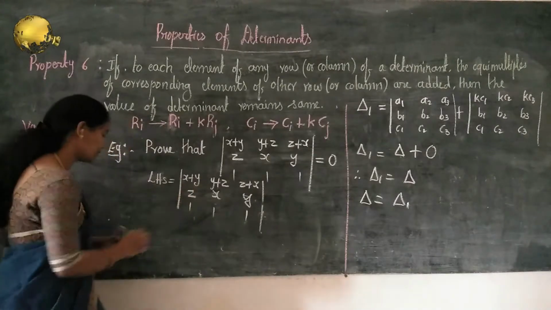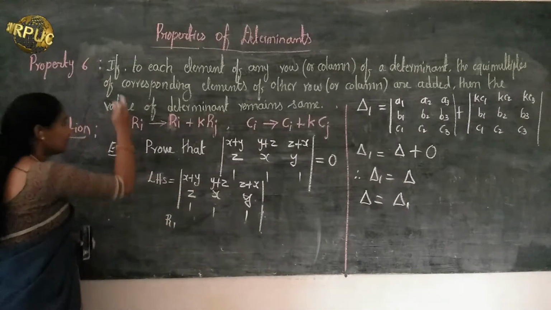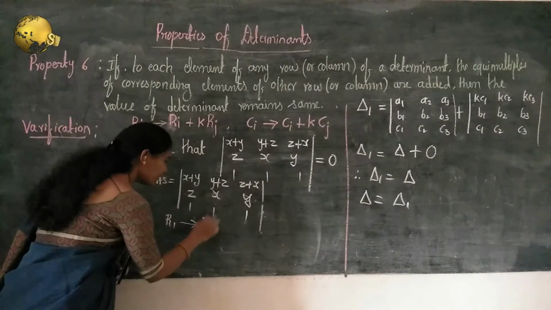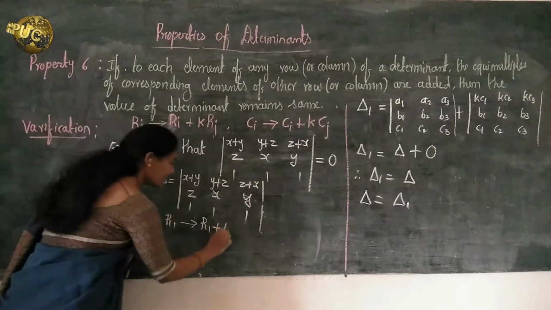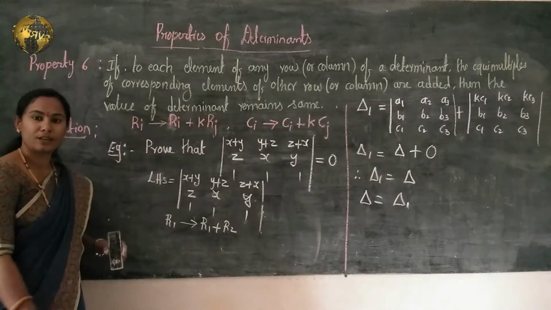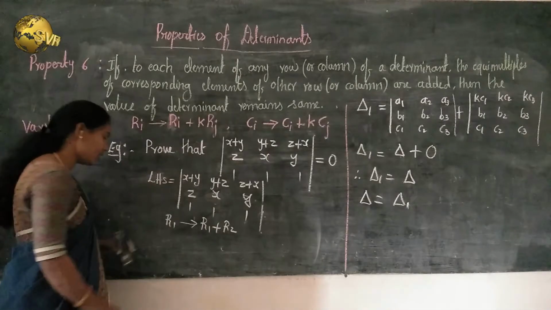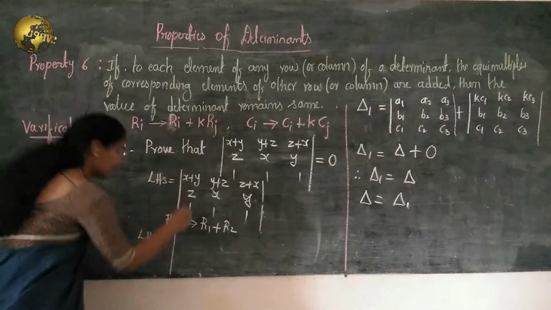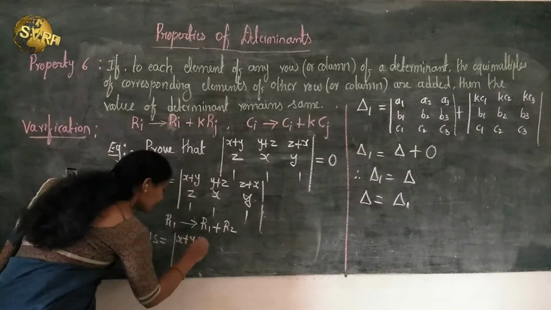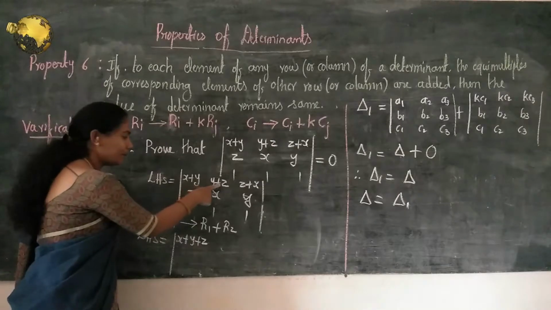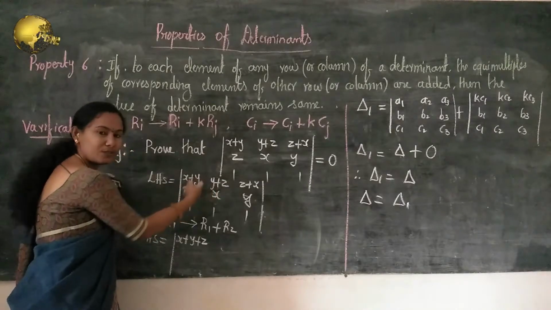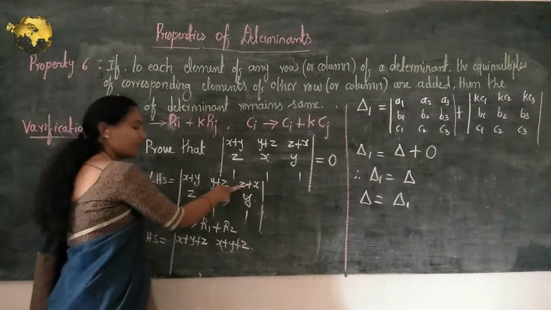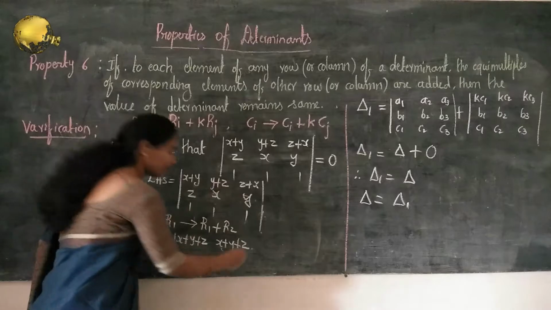So I'll apply the sixth property. I'll change R1 to R1 plus R2. I'll change row 1. So LHS becomes x plus y plus z, y plus z plus x or x plus y plus z, x plus y plus z, and z plus x plus y or x plus y plus z.